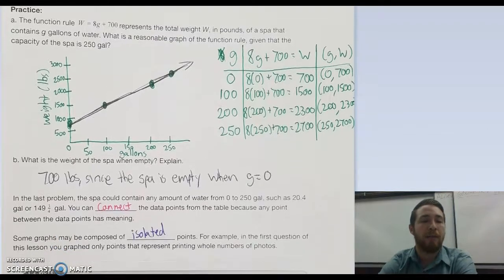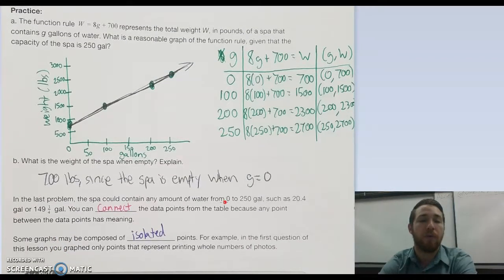In that last problem, the spa can contain any amount of water from 0 to 250. So I could use decimals like 20.4, or mixed numbers or fractions like 149 3/4 of a gallon. So we could connect those data points in the table because any point between the data points has meaning. So again, if I use 100, I found that from the table, but I could also use 50, decimals, fractions. Anything along that line would work as an answer.